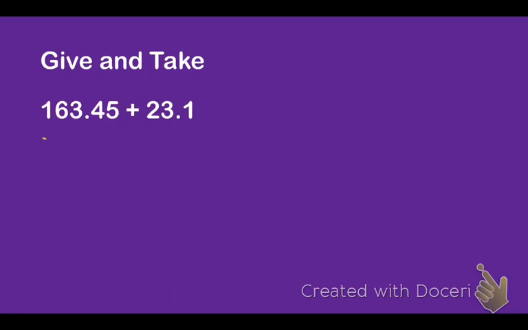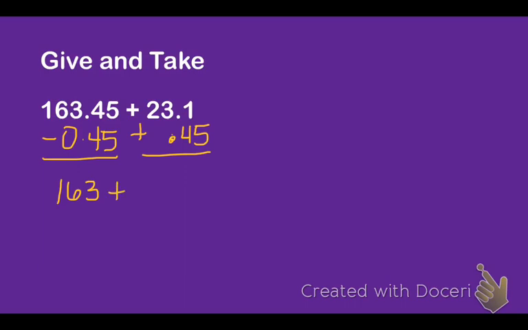All right, so I'm going to take 0.45 away from this number, and I'm going to add it on to this number, because if I'm taking it from one number, I got to put it somewhere else. So now 163.45 becomes 163, and 23.1 becomes 23.55.